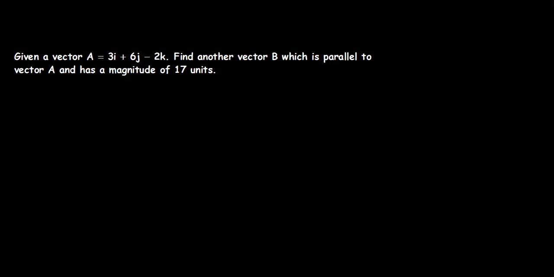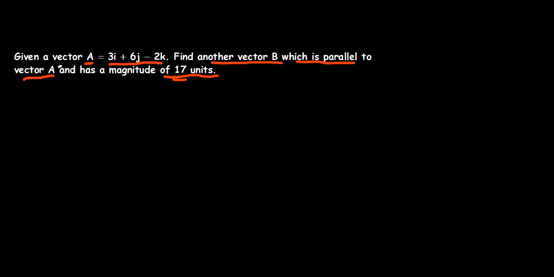Okay, so the question reads: given a vector A, given by 3i + 6j - 2k, find another vector B, which is parallel to the vector A and has a magnitude of 17. So we want to find a vector that is parallel to A and has a magnitude of 17. How can we find that vector?